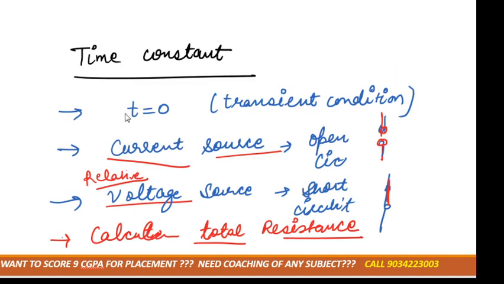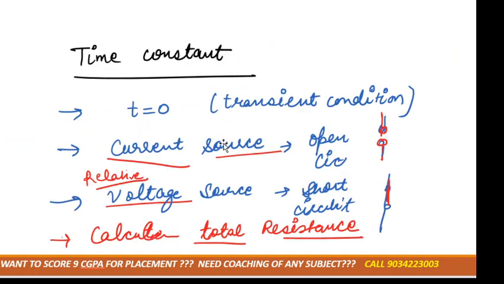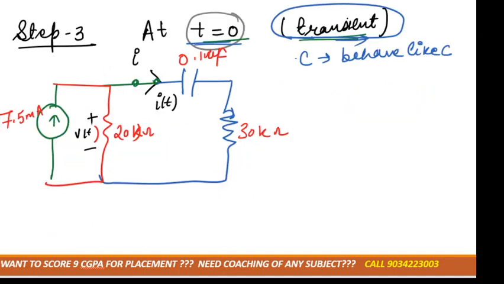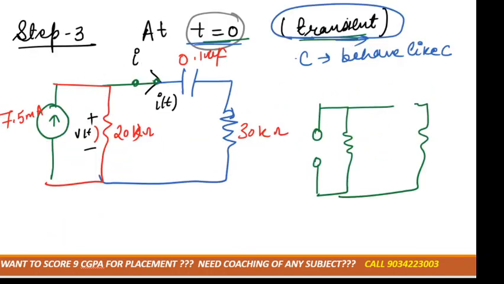So what is our first step? That we have to take the circuit at t equal to 0 transient condition, right? So let's move to this condition. This is the transient condition, correct? Now move to our second step. Current source must be open circuit. So can we open circuit this current source? This is like this. Okay. Third, voltage source, short circuit. But there is no voltage source over here, correct?